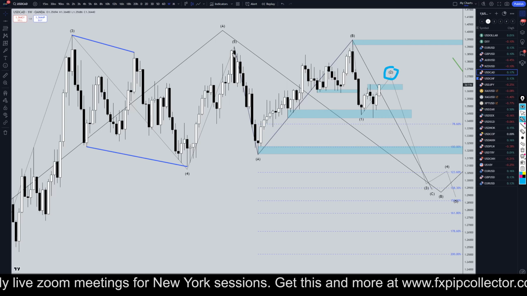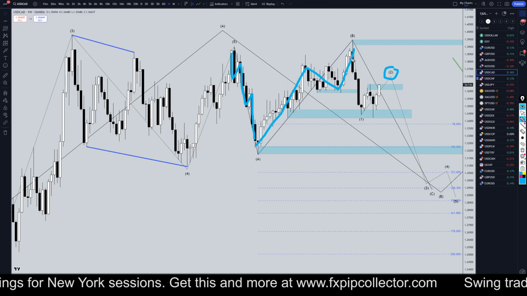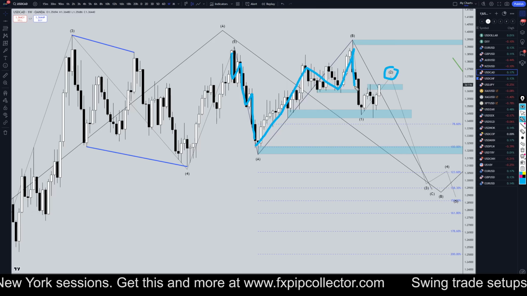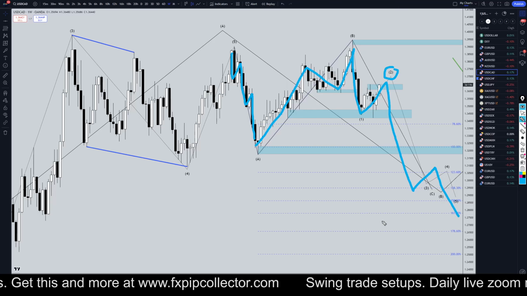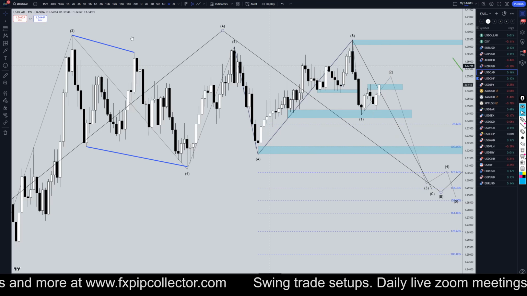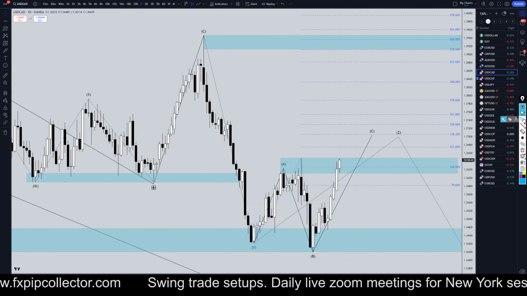I think that this is too clear not to be 5 waves of A, and this seems way too clear not to be 3 waves of B. So that means it should now be 1, 2, 3, 4, 5 waves of wave C, which should be an ABC of B.